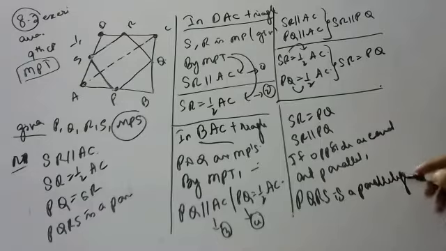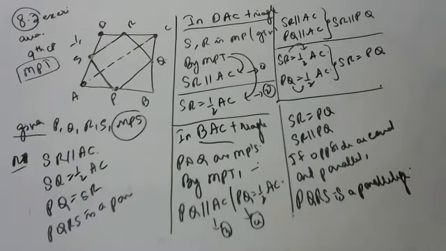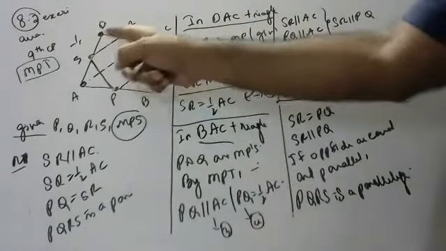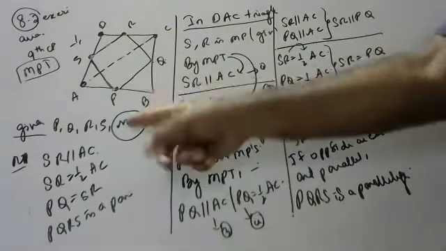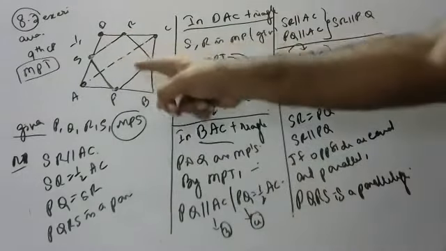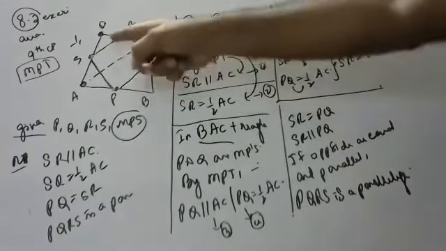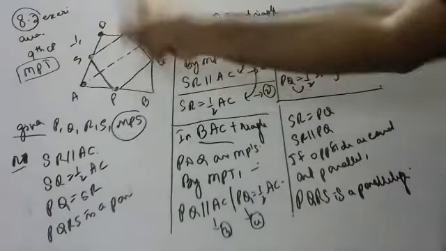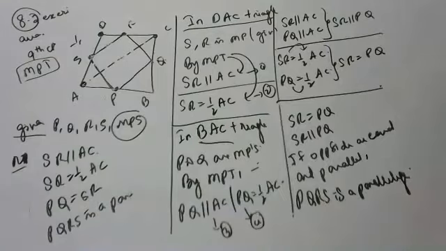Fantastic sum. If you really enjoy, this is the most beautiful sum. For those who didn't understand: S and R are midpoints, so by the midpoint theorem, SR is half of AC and SR is parallel to AC. Again, by the midpoint theorem, PQ is parallel to AC and PQ is half of AC. So these are both parallel and both equal. As opposite sides are equal and parallel, PQRS is a parallelogram. That's it. The first sum is over. Those who didn't understand, at least concentrate for the second sum.